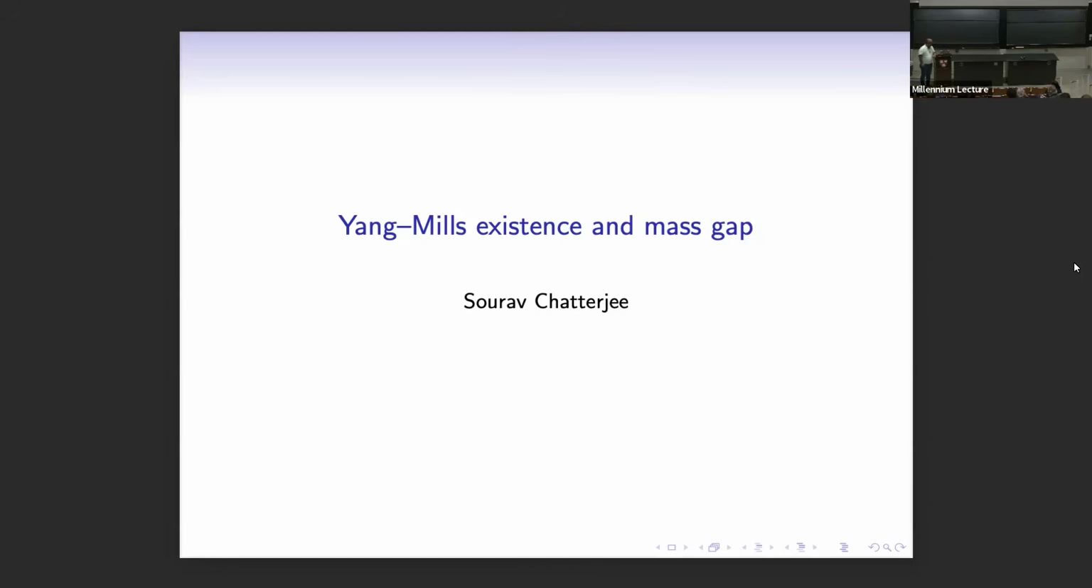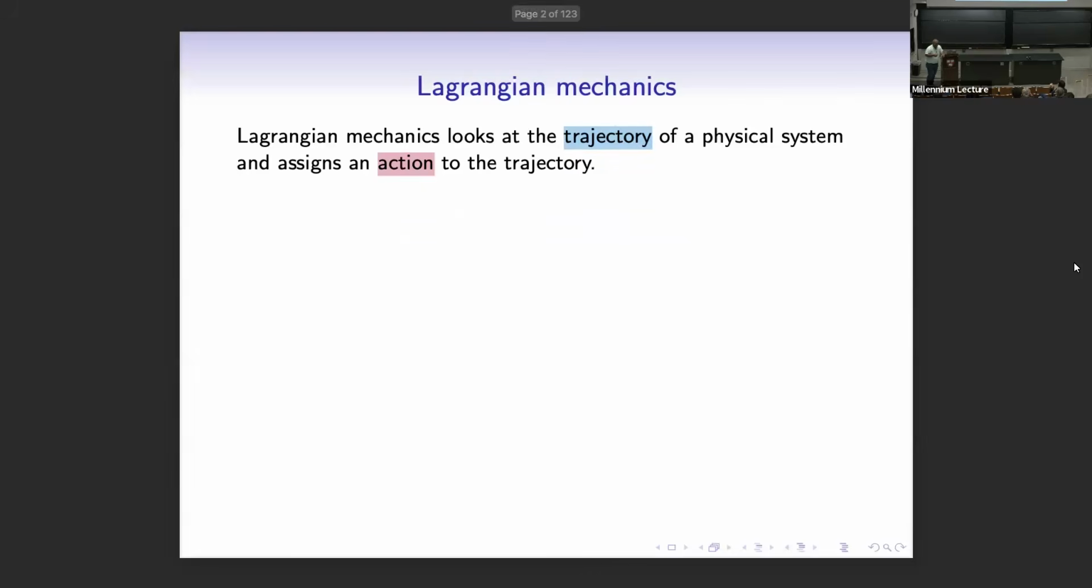Okay, so I thank the organizers for inviting me. It's a great honor. I'm going to talk about what this problem is, and 1 hour is actually not enough to explain that, but I'll try my best. Of course I'll leave out a lot of things, but I'll try my best to tell you what is the mathematical formulation of this problem and what is the physics behind it, both of those things. Okay, so I'll start from very basics.